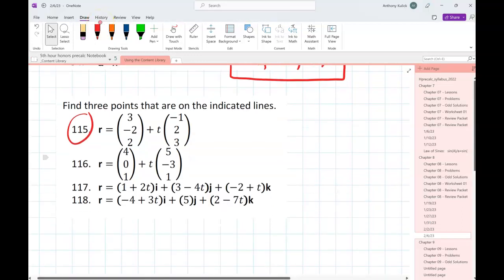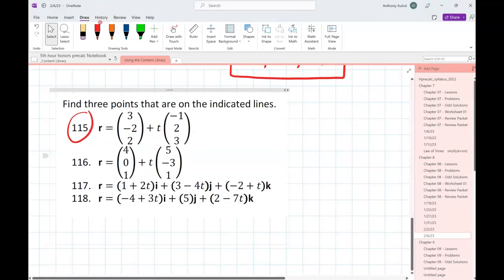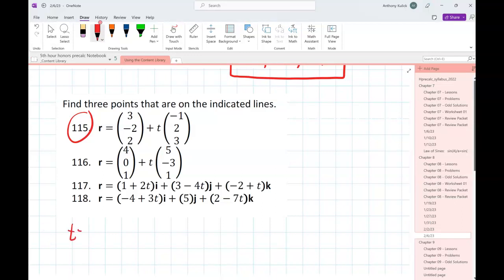So all we're going to do, it asks for 3 points on the line. All I'm going to do is just pick a couple values for t. So the values for t I'm going to use are -1, 0, and 1. And then I'm going to plug those into my equation, and the output is going to be a point on my line. So if I plug in -1, I have 3 plus 1, that's 4.